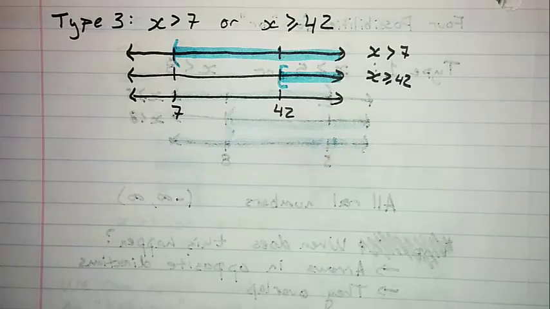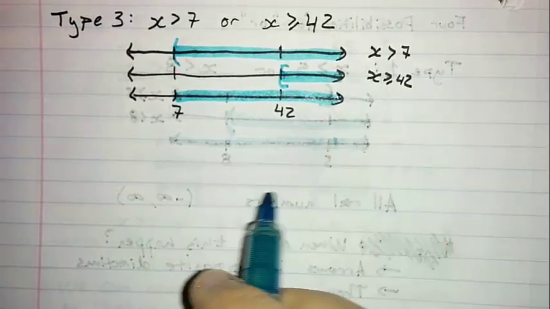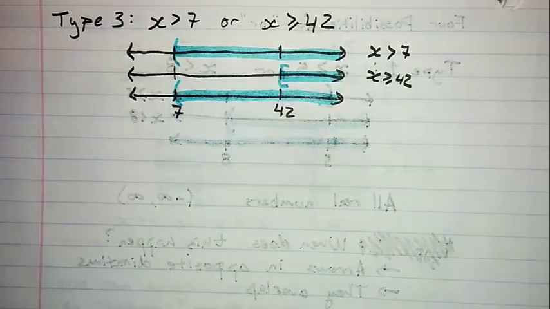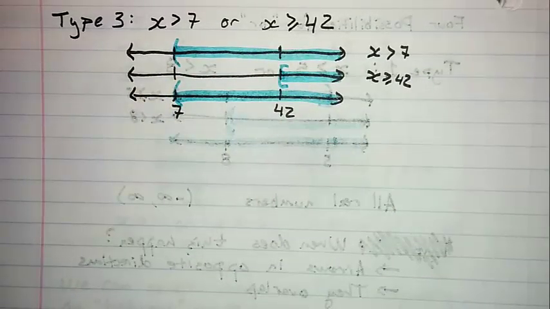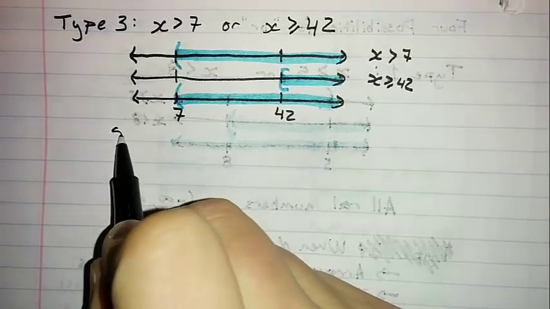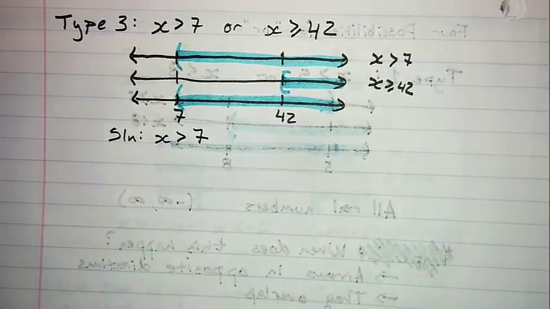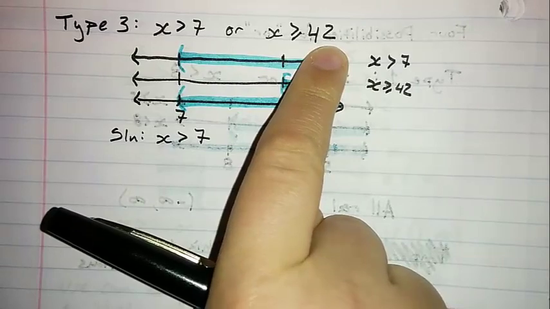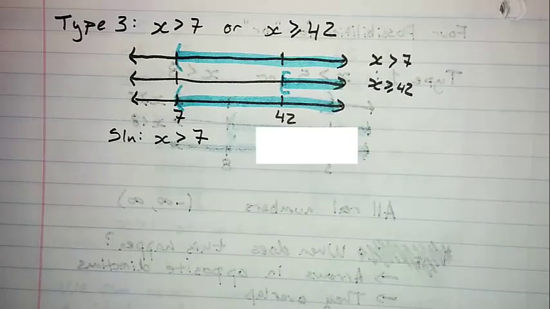Now we want to mark all the points that are on one or the other or both. Here's 7 up to 42. You can see all of these points are on at least one of our two graphs. This picture looks exactly like this picture. So in our solution, we just need x is greater than 7. And of course, any number that's at least as big as 42 is already in because it's also bigger than 7. When does this happen? This happens when both arrows point to the right.